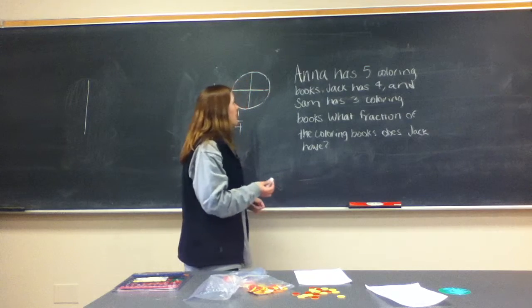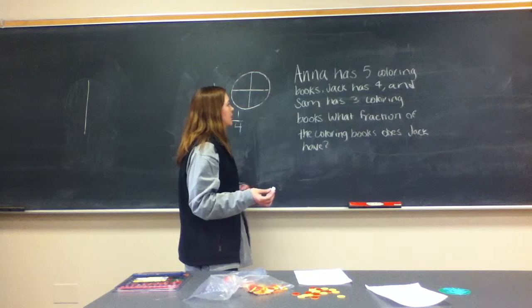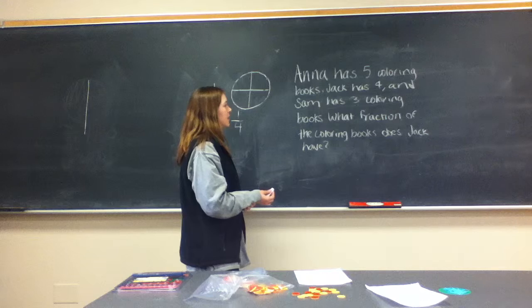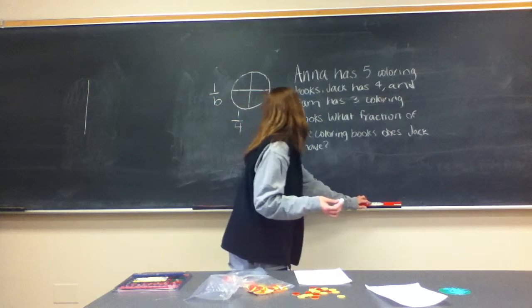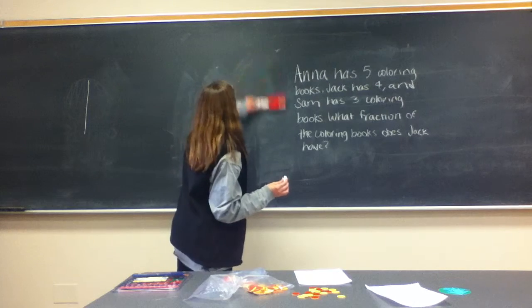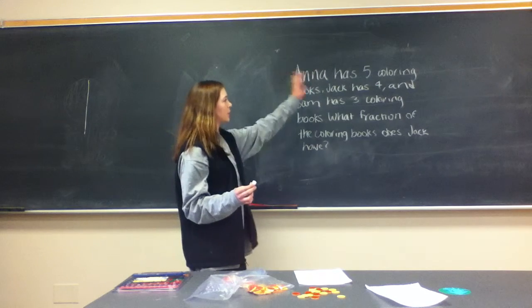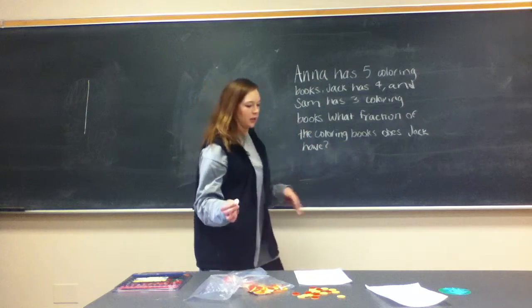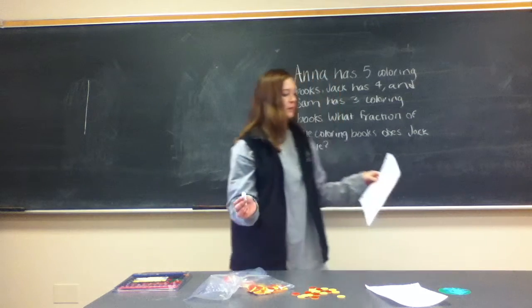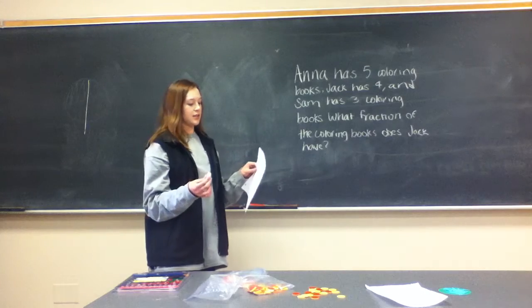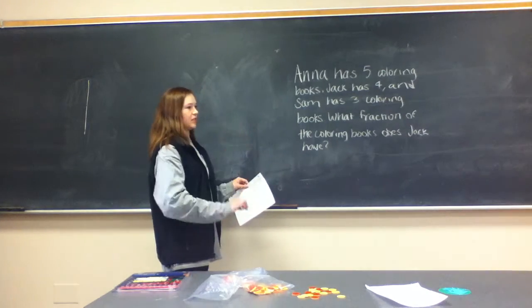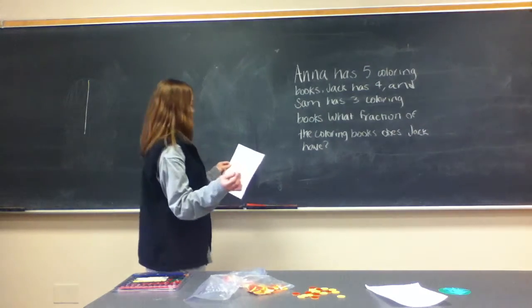So our word problem today is Anna has 5 coloring books, Jack has 4, and Sam has 3 coloring books. What fraction of the coloring books does Jack have? So we're trying to figure out what part of the total number of coloring books Jack owns. So we're going to start this by using the set model. And in the set model, we use a set of objects. And our part is the portion of those, how many sets of those objects that we're going to shade in.